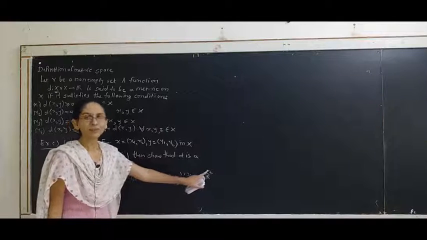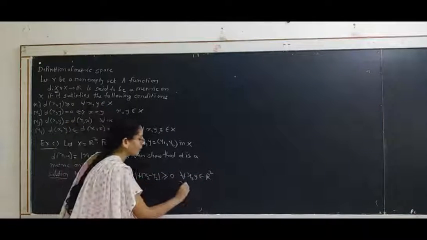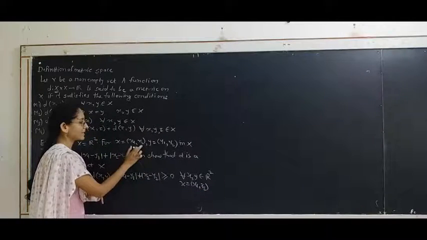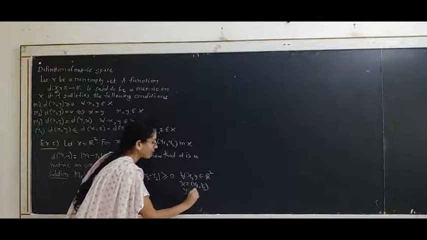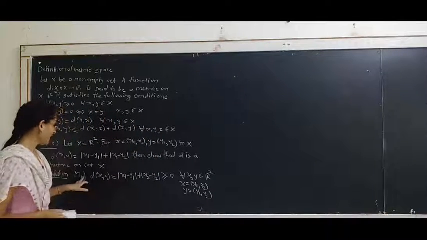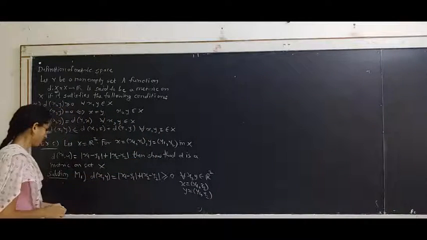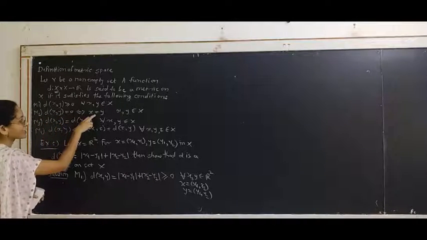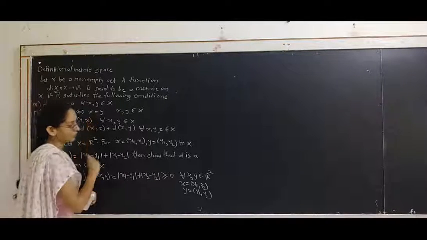These are points in R2, which means x is of the form x1, x2. Given form is this: x is x1, x2 and y is y1, y2. We are defining the metric on set R2. Now the second one is D of xy equal to 0 if and only if x is equal to y.